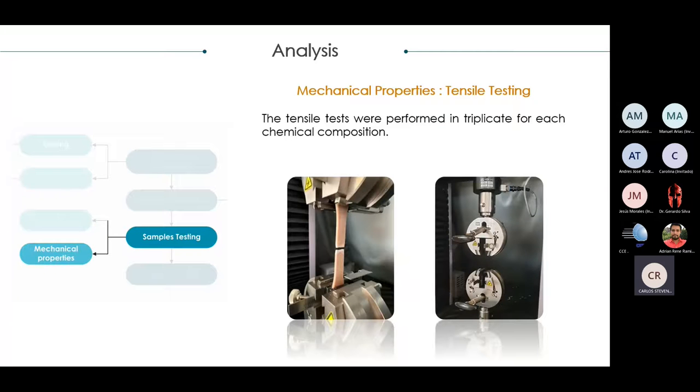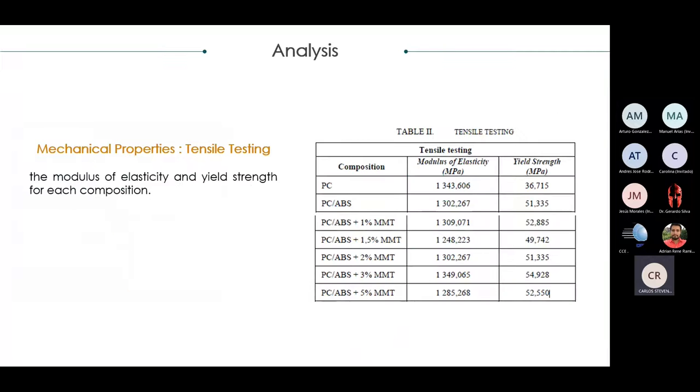Then we have the results. Here, the mechanical properties of tensile testing. In this process, we performed it in triplicate for each chemical composition. You can see here in the picture the sample broken with the machine. It's clear, and it's a good picture that describes, in fact, the behavior. And here is the table.